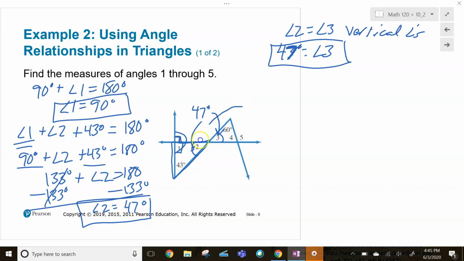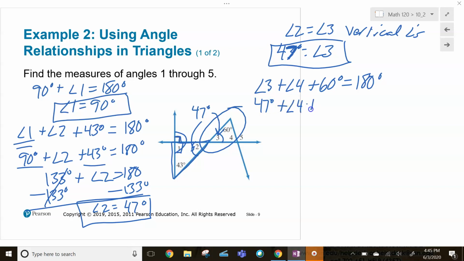Now I'm looking at this triangle. I know angle 3 plus angle 4 plus 60 degrees, all three inside of a triangle, add up to 180. Angle 3 was 47 degrees.